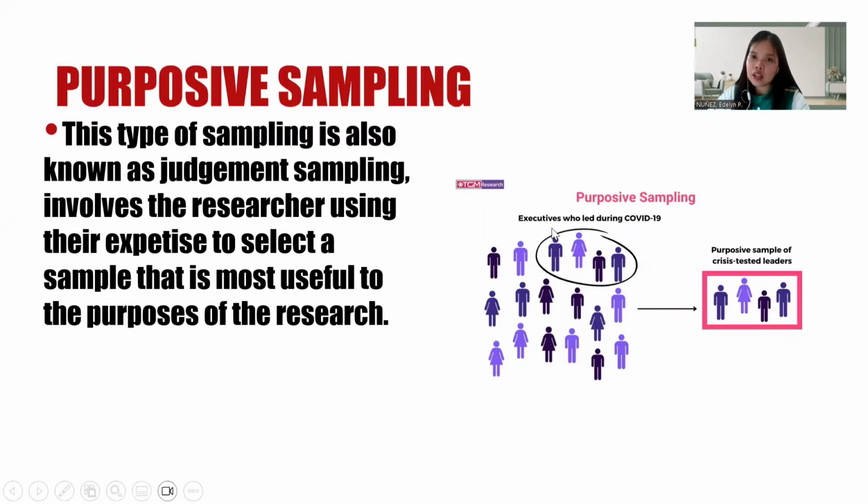And then, since it is purposive, you will just set criteria. First, they wanted executives, who will lead during COVID-19. So you also have another criteria. And if they met that one, then they will be the respondents of your study. So again, in the purposive sampling technique, you need to set three criteria, and those criteria should be in relation to your research. Okay?